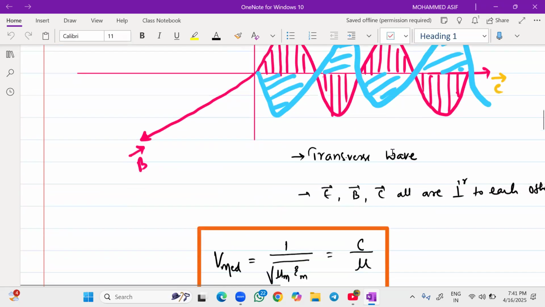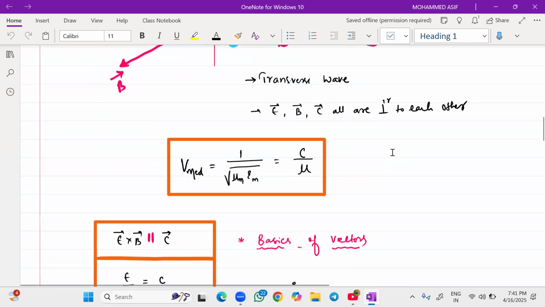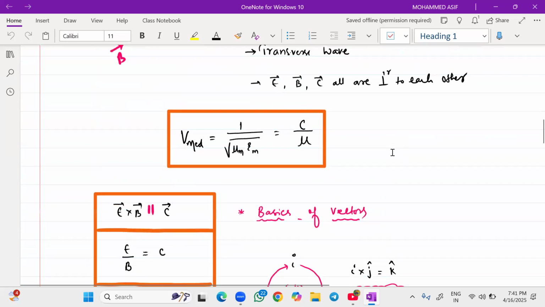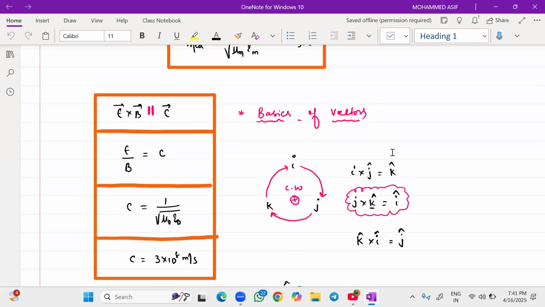Nature of electromagnetic wave: it has both electric and magnetic fields, and they are always perpendicular to each other. The resultant of the electric and magnetic field is always parallel to the speed of light. The speed of light in a medium is given by c by mu, where mu is the refractive index and c is the speed of light, or it is 1 by under root of mu and epsilon of the medium.